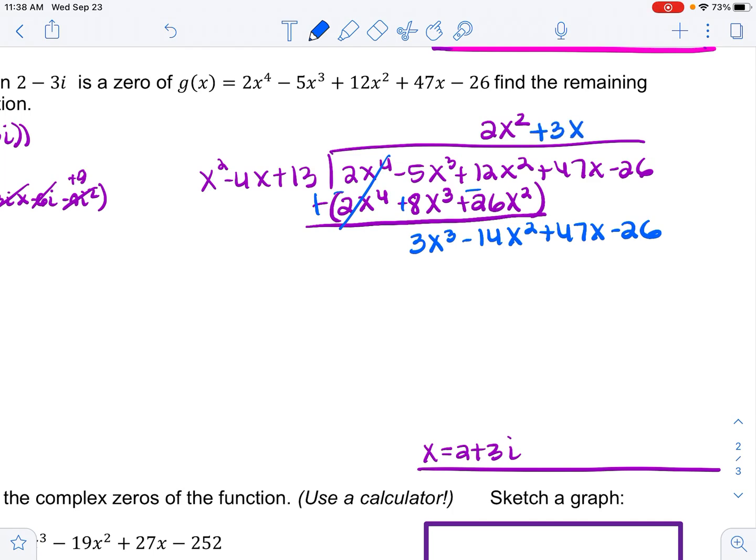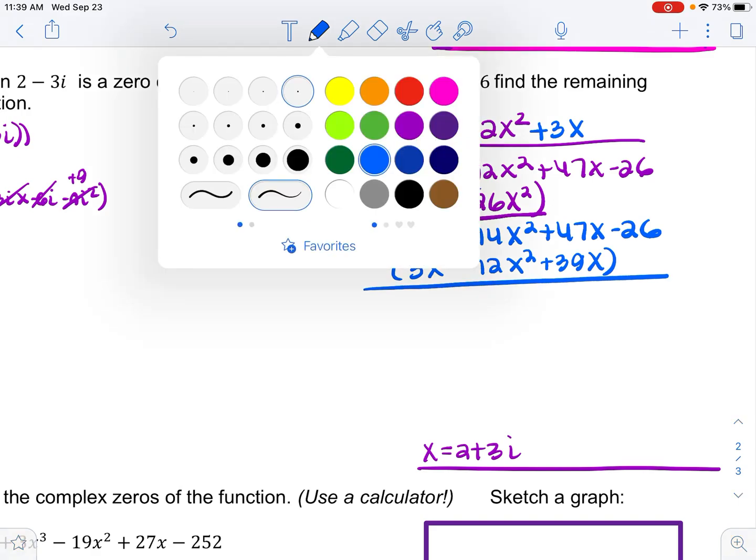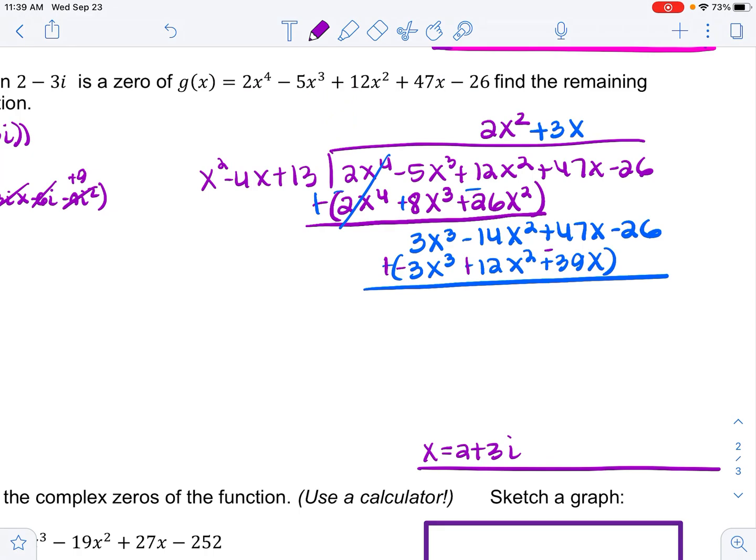Start over. 3x. That's 3x cubed. 3x times negative 4x is negative 12x squared. 3x times 13 is 39x. All right, that's negative 2x squared. That is positive 8x minus 26. All right, start over. That's negative 2. Negative 2x squared plus 8x minus 26. Good.